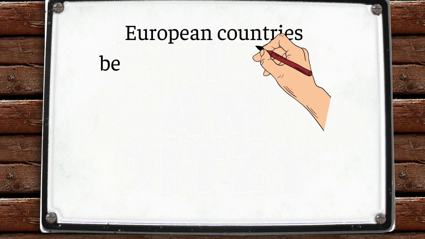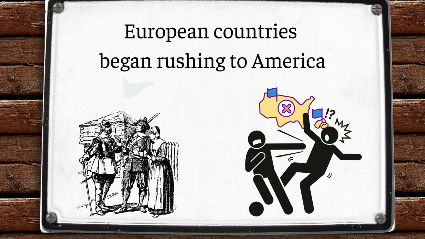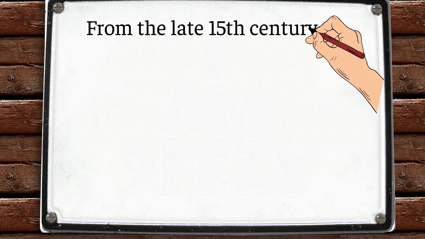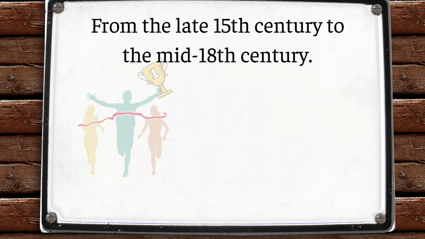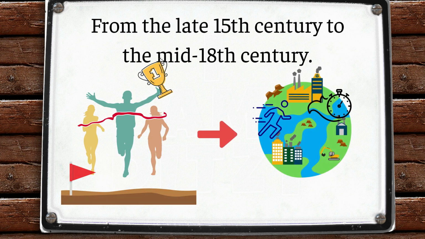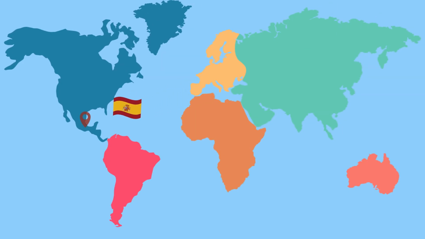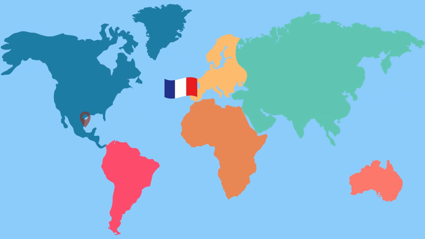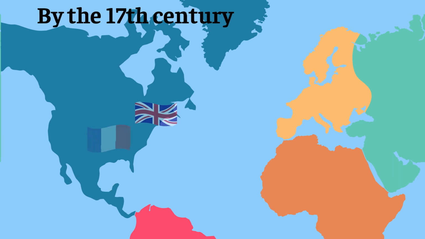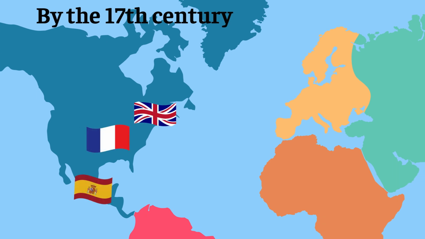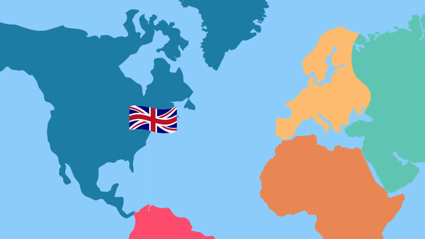From that point on, European countries began rushing to America to establish colonies, a process that lasted from the late 15th century to the mid-18th century. Imagine it as a chaotic marathon race, where these nations competed to seize the best lands and exploit resources as quickly as possible. It started with Spain, followed by England, and then France. By the 17th century, these countries had claimed vast territories, with England's colonial expansion being the most vigorous.